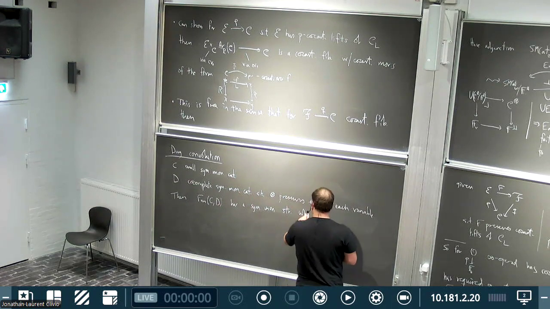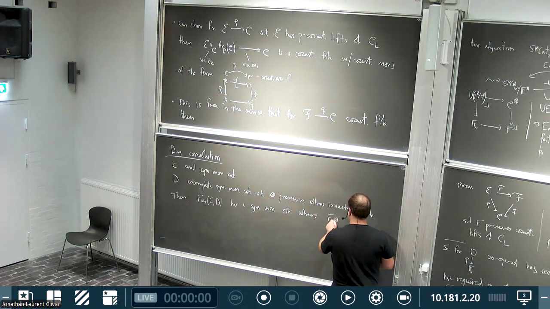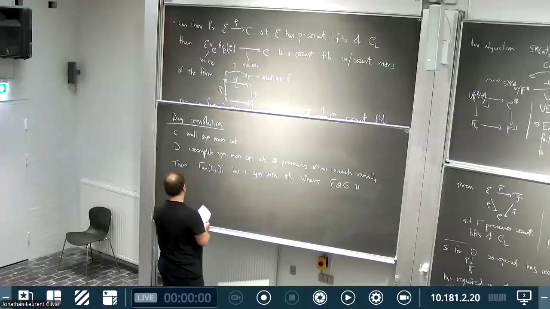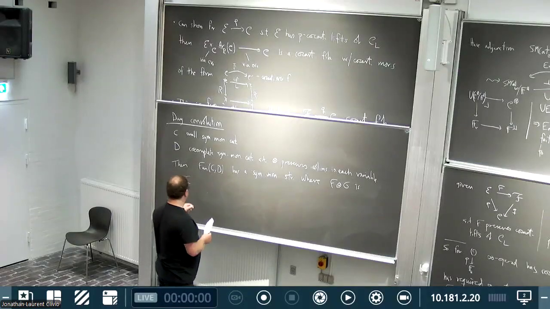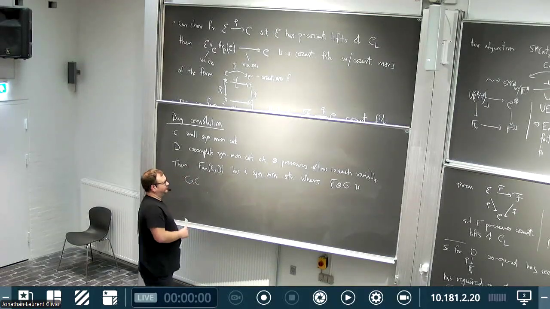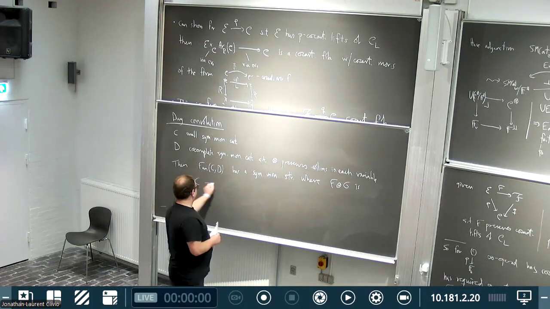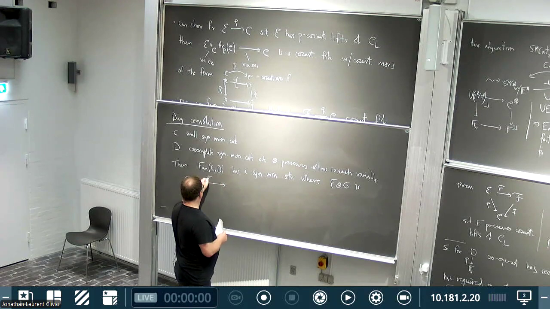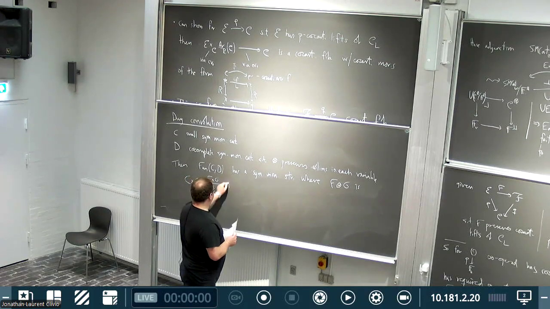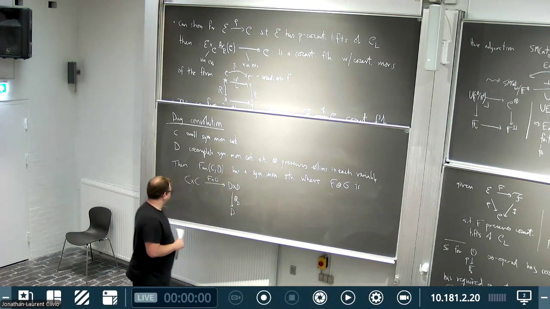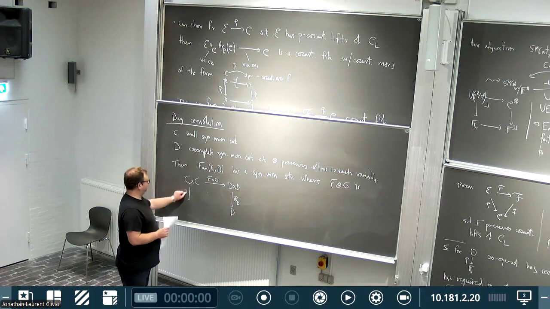Where the tensor product of two functors is given by, starting with, I have my two functors f and g, so I can look at f times g from C cross C to D cross D. So I can compose to the tensor product in D. And then over here I have the tensor product in C.